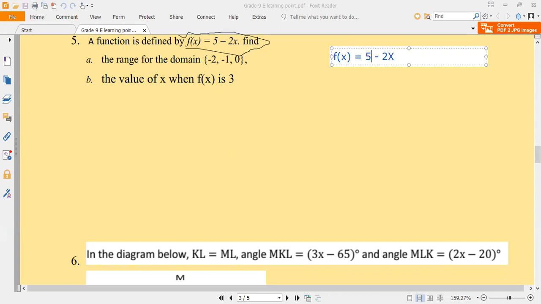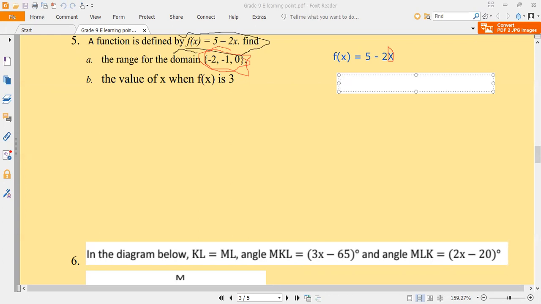So what do we do when such a situation comes? We are given the domain. Now they're asking us to find the range. The domain is the same as the input. These are the respective values of x. So we need to find the solution when this value of x is substituted by any of these numbers. So they're asking us to find the range.